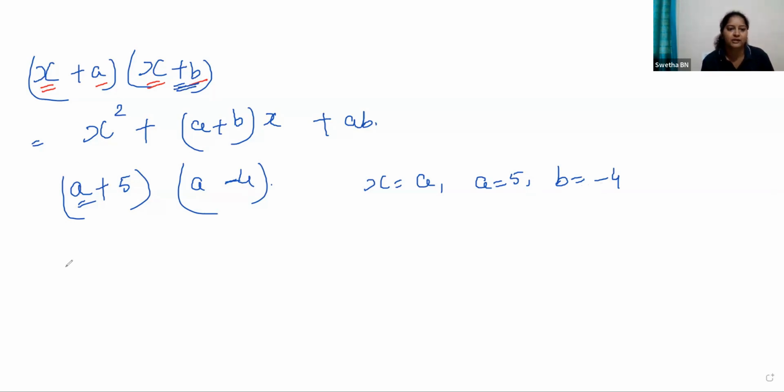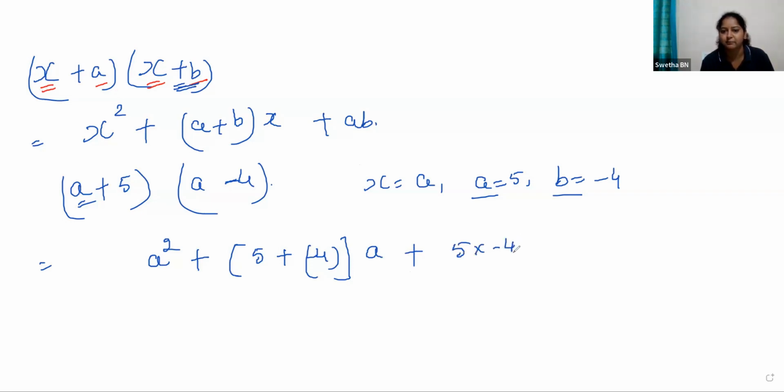Now use the formula x square. What is x here? Just substitute the values. a square plus (a plus b). See, write in bracket a plus b. b is nothing but minus 4. Or you can write directly minus 4, no problem. Into x. x is a, plus ab. a is 5. b is minus 4. See, I'm using bracket here because we have minus sign here. Okay.